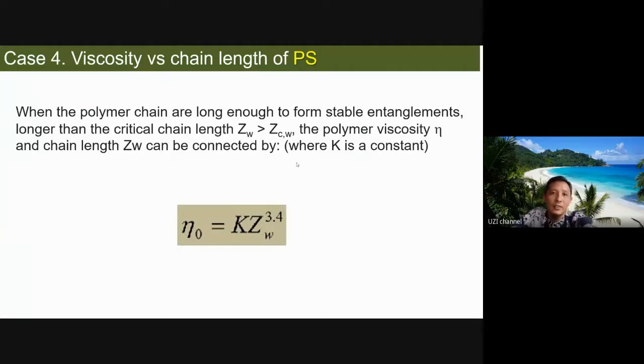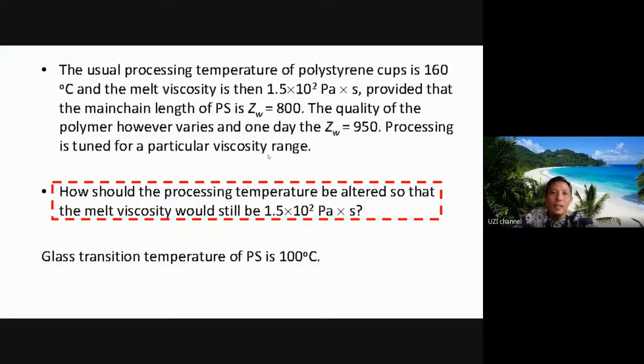The last case, viscosity versus chain length for polystyrene. When the polymer chains are long enough to form stable entanglements, longer than the critical chain length, the polymer viscosity eta and chain length Zw can be connected by this equation, where K is a constant. We have the condition like this.